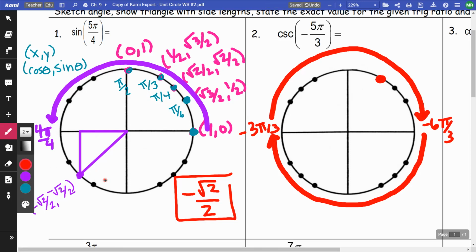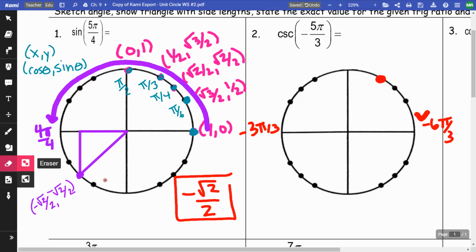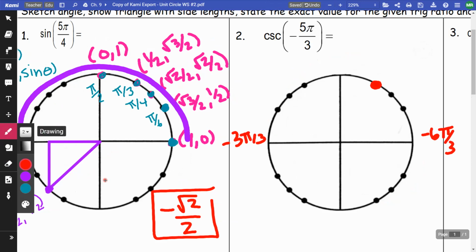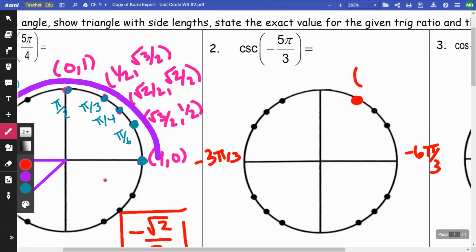Now let me just get rid of these. When I'm looking for this, I want the coordinates of this. And this is going to be short, long. So positive 1/2, √3/2.